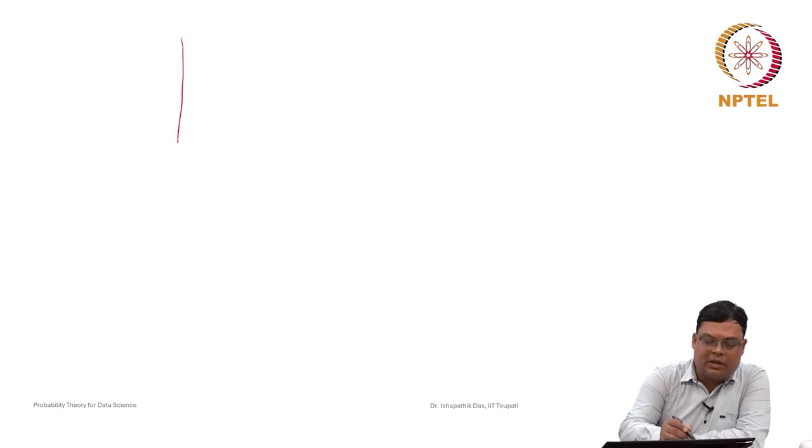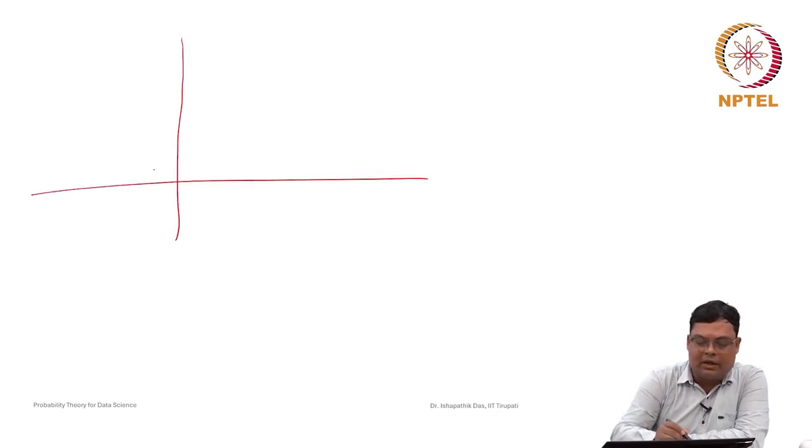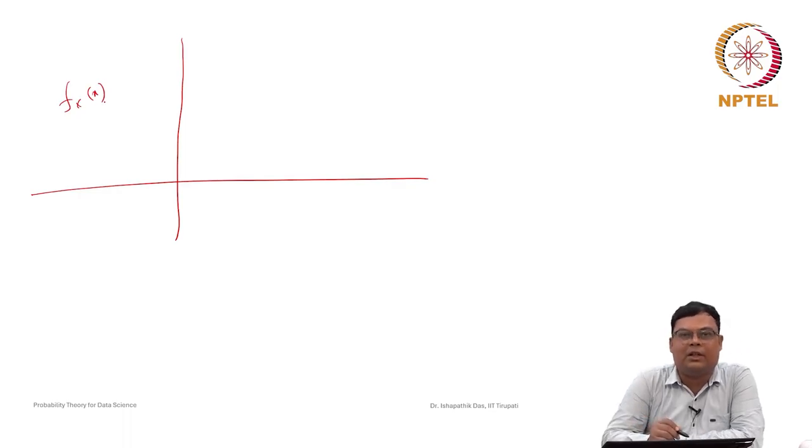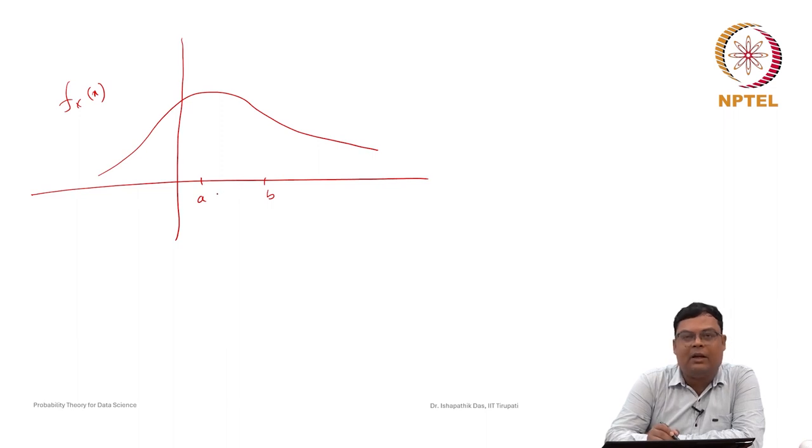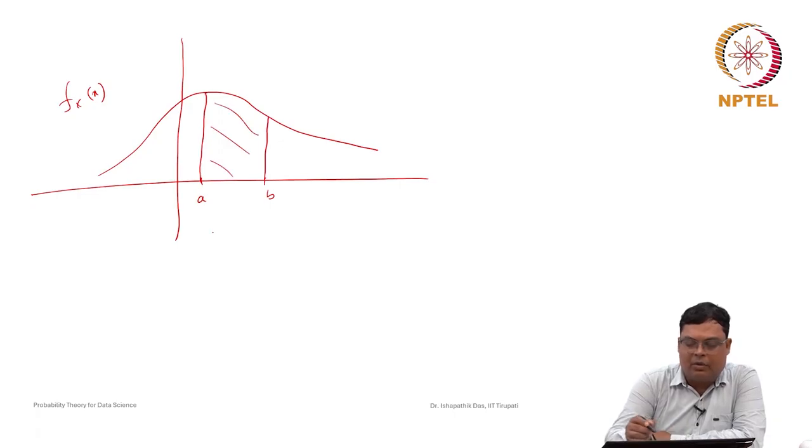Suppose your density function f_X(x) looks like this. We will show some examples, then it will be clearer; we are just writing a property. Suppose this is A and this is B, and we want to find the probability that the random variable X takes a value inside this interval. This probability is nothing but the area under this curve.